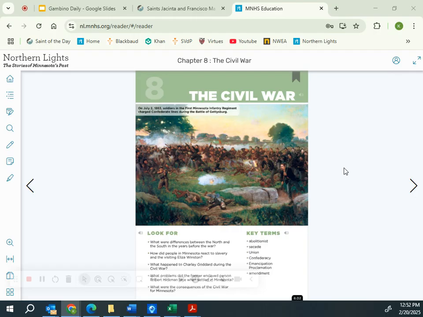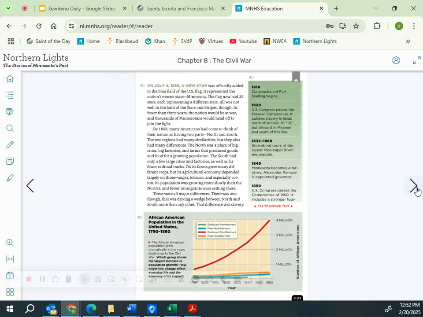I did not print out the key terms page, but you do need to pay attention to these key terms as we go through our chapter. The abolitionist, what it means to secede, the Union, the Confederacy, Emancipation Proclamation, and the Amendment. So really pay attention to those as we go through our chapter.